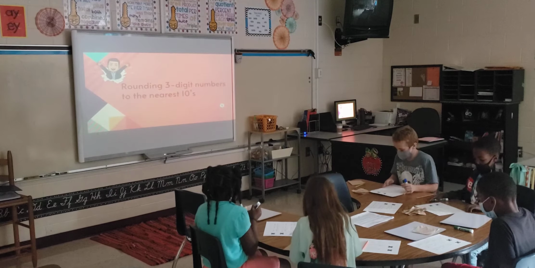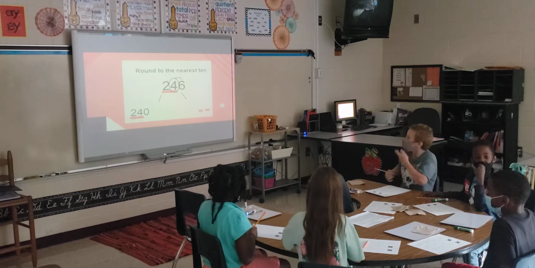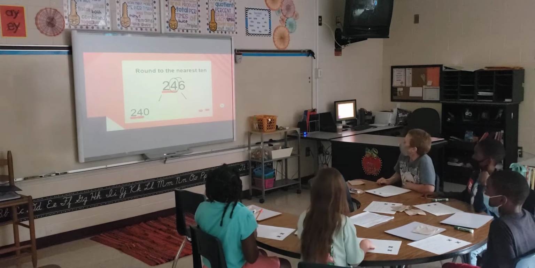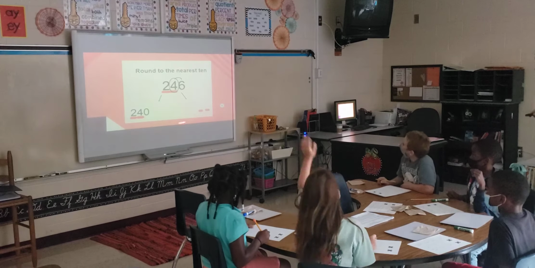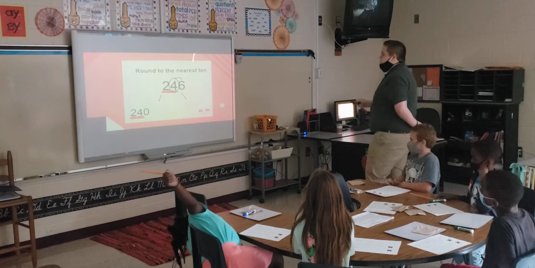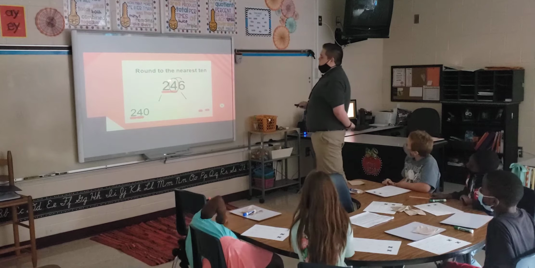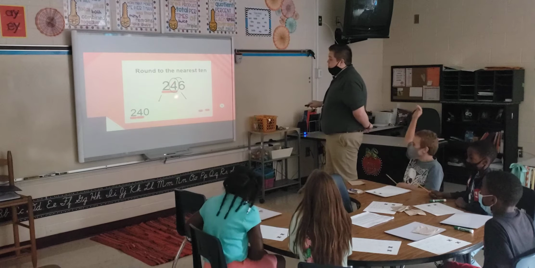All right, so we're rounding 3-digit numbers to the nearest 10. This says we're rounding to the nearest 10, and we have 3-digit numbers. What number is this, Savannah? 246. Okay, so this tells us that we are going to use the what place? The tens place. Okay, we're looking at the tens place.